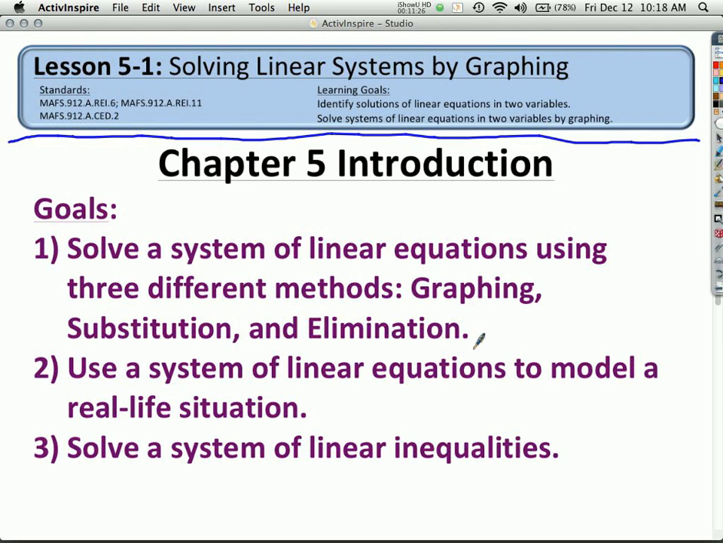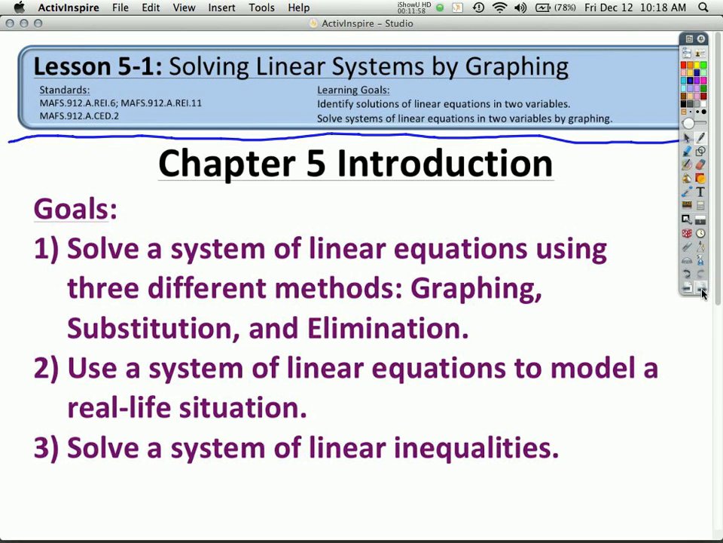And one of your jobs is going to be to, 1, figure out which method works the best for a particular situation, and 2, also decide for yourself which one makes the most sense to you. Because usually you'll end up using the one that makes most sense to you most frequently. Then, of course, the whole point of all of this is to be able to use these ideas in real-world situations. The last thing we're going to touch on is solving a system of linear inequalities, which is very challenging. Any questions about the overview of Chapter 5? Now you can pick up your pencil.